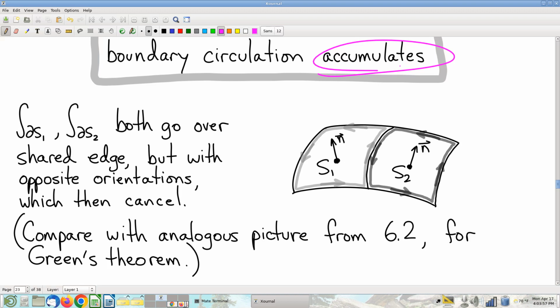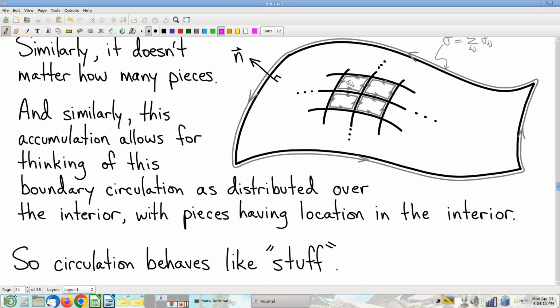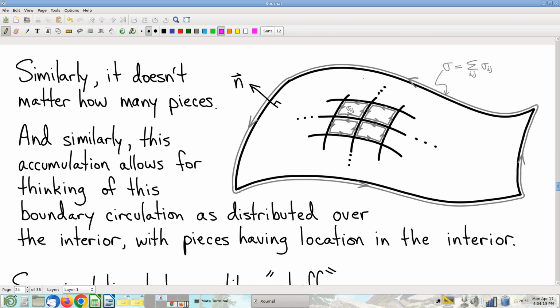How are we doing on that? Does everybody recognize and notice that this is morally equivalent to the really similar argument we made for Green's theorem? Okay. So a lot of the rest of this goes exactly the same.